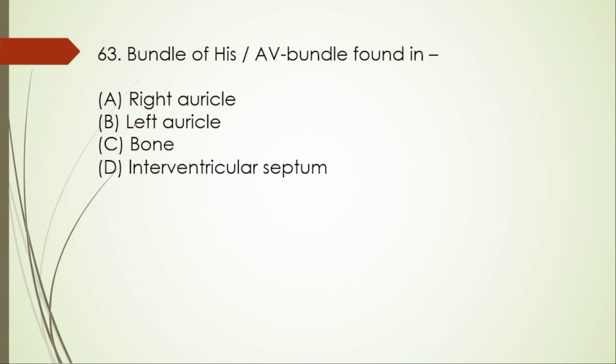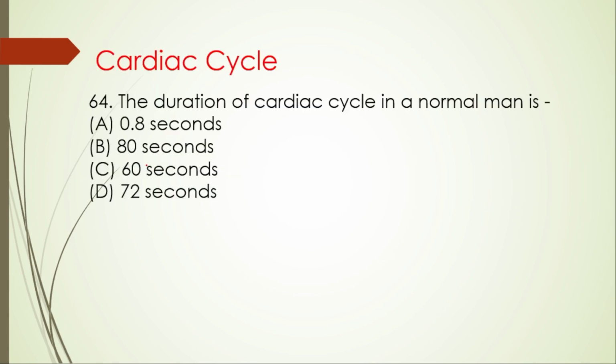Next 63 question. Bundle of His or else AV bundle found in A. right auricle, B. left auricle, C. bone, D. interventricular septum. So here the right option is option D, interventricular septum.